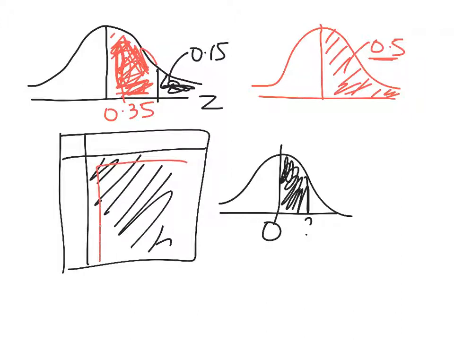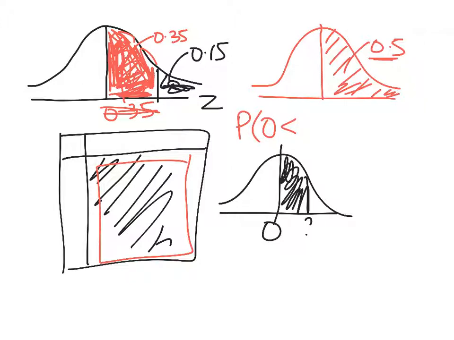So now I want to go down into my table values and find the Z value that gives me an area of 0.35. So I'm just going to write that 0.35 up here because I want it to be very clear to you that the 0.35 is a probability. It's a probability of being between 0 and some number that I'm going to write as little z. So this is what I'm hunting for in my table.